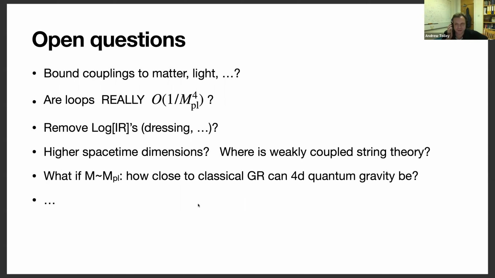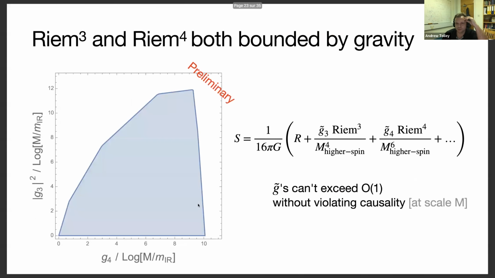Yes. Okay. So I just wanted to ask, because you're doing this kind of weakly coupled thing where you're ignoring loops and thinking of corrections coming from higher spin. But obviously loops from ordinary Standard Model particles give contributions to Riemann cubed, Riemann to the 4th as well, at a different scale. So could you just comment on that?